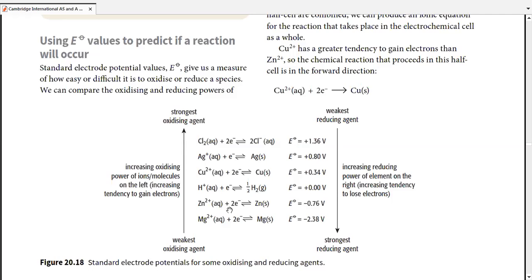Okay? And as he told, we can discuss their oxidizing or reducing capabilities. Now take a look. Strongest oxidizing agents are on top and weakest oxidizing agents are at the bottom. Vice versa, strongest reducing agents are at the bottom and weakest reducing agents are on the top. So, increasing oxidizing power of ions and molecules on the left means an increasing tendency of gaining electrons. Another way of writing it, increasing reducing power of the element on the right, which is increasing tendency to lose electrons. Okay?